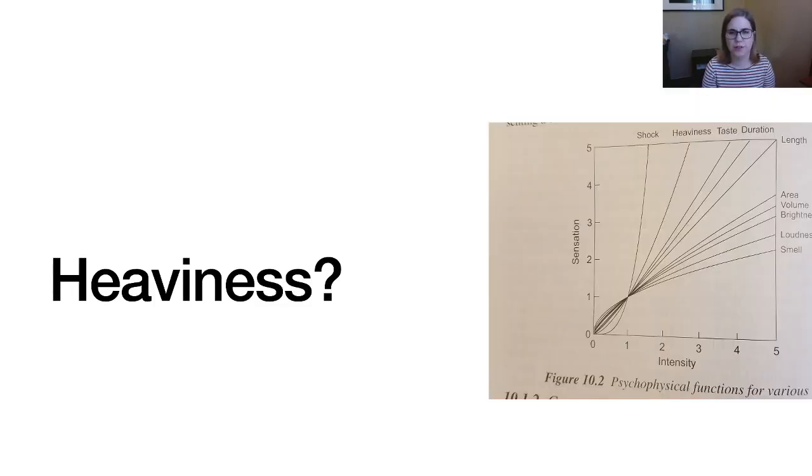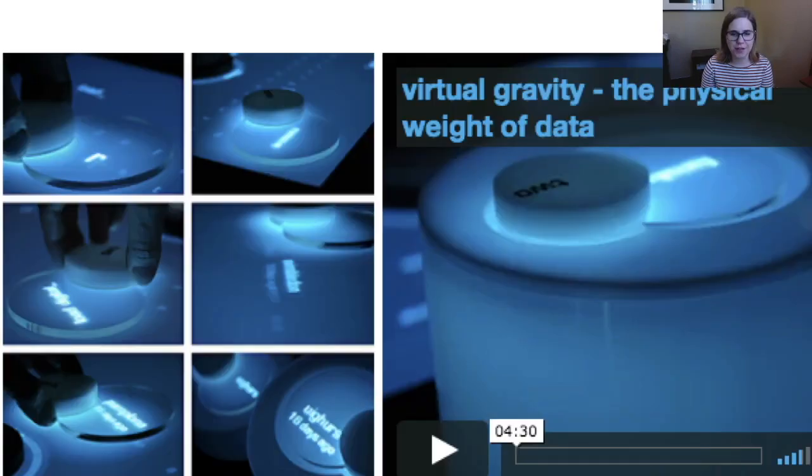If we go back and look at this graphic from Leland Wilkinson, we've got things like smell and loudness and brightness, volume, area, length, duration, taste, heaviness. I went looking to see if there was a way to use heaviness to encode data, and I found this idea of virtual gravity showing the physical weight of data. But I think that one is pretty far out there.